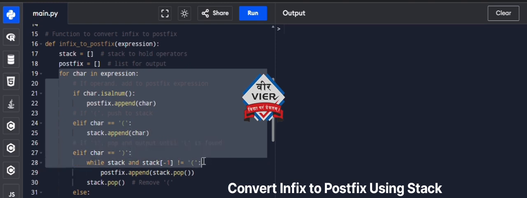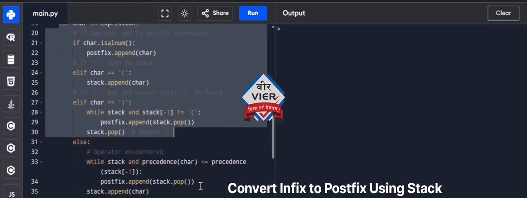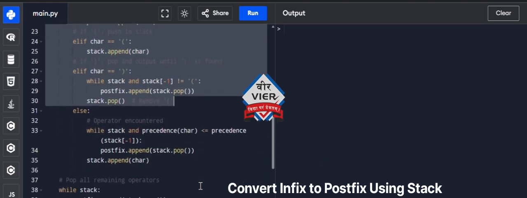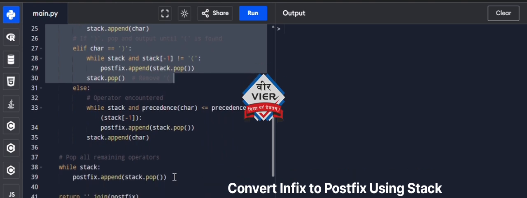Closing parenthesis, elif char equals close parenthesis, while stack and stack[-1] not equal to open parenthesis, postfix.append(stack.pop()). We pop operators from the stack and add them to the postfix output until we find the matching opening parenthesis. We then discard both parentheses.